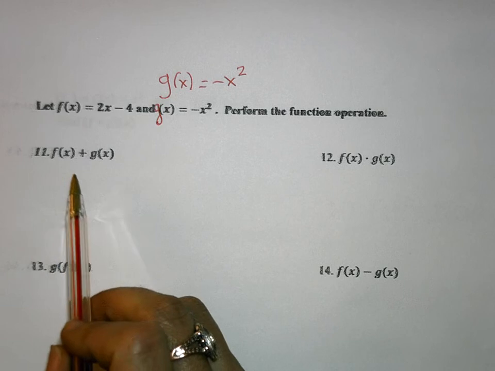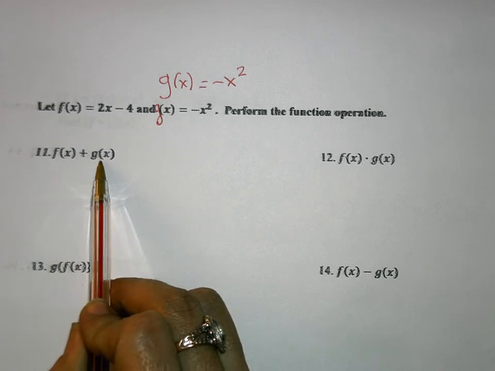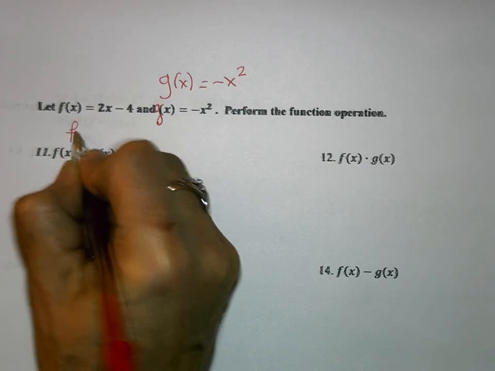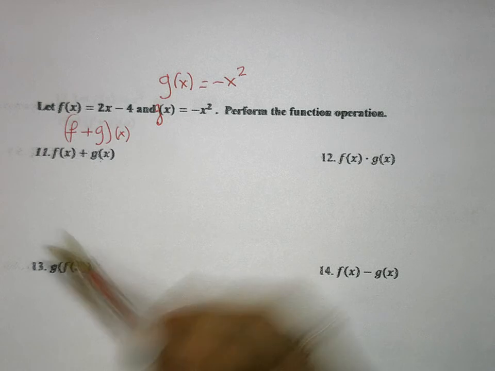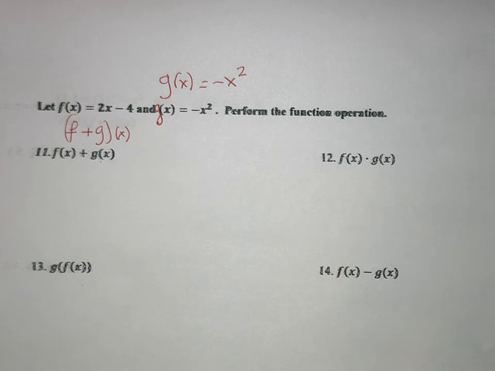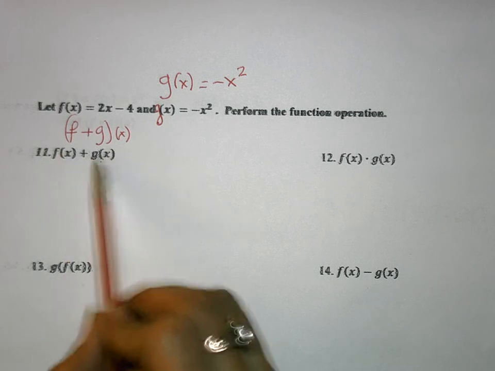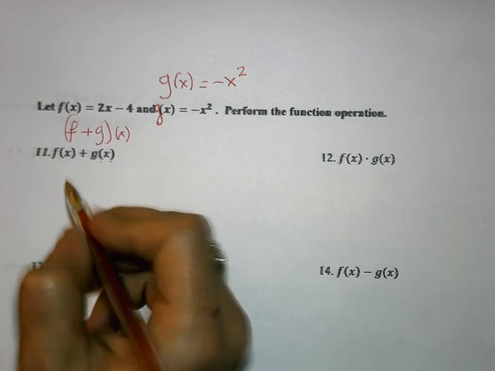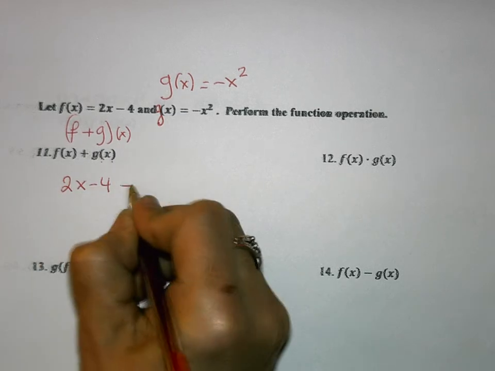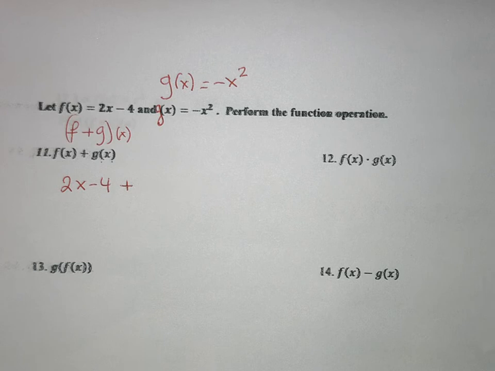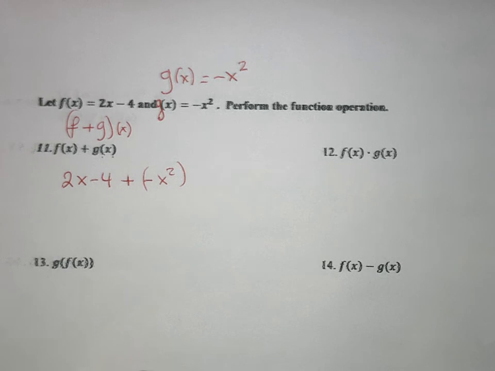Remember when I gave you the notes in class, I said sometimes they'll ask simply this way. There is another way to show this. It's called f plus g of x. Either way, it's two notations saying the same thing. So I'm asking you to grab the function f and add the function g together. I'm going to grab the function f, which is 2x minus 4, plus I'm going to add the function g, which is negative x squared. Maybe I want to put in parentheses so it doesn't look so ugly.